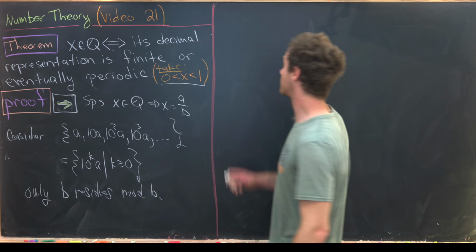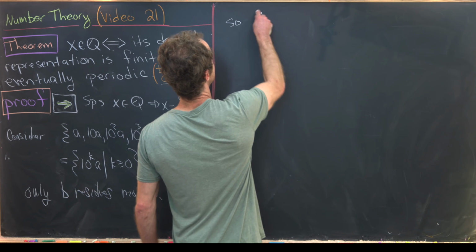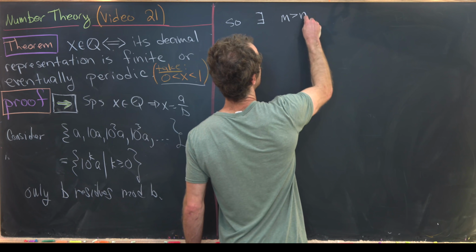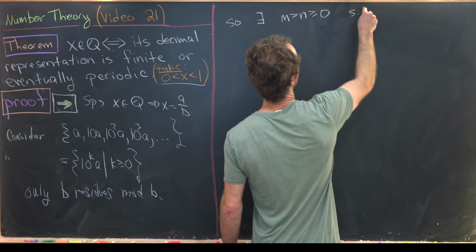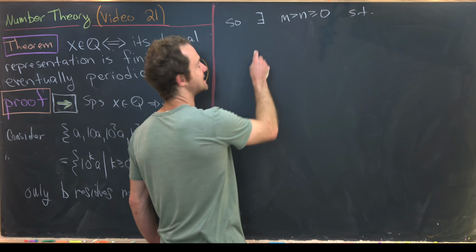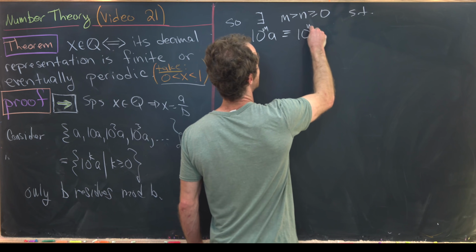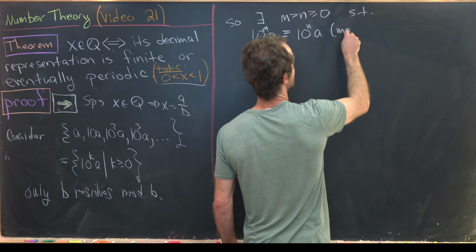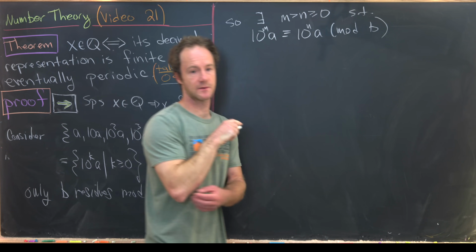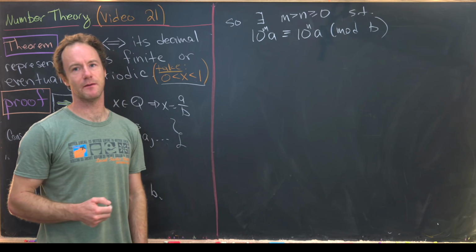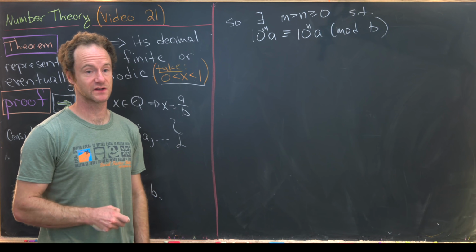So let's write that out. By the words that I just said verbally, there exist m greater than n greater than or equal to 0, such that 10 to the m times a is congruent to 10 to the n times a modulo b. And I guess I should say that we can take this to be the minimum distance between m and n, but we won't really worry about that so much.